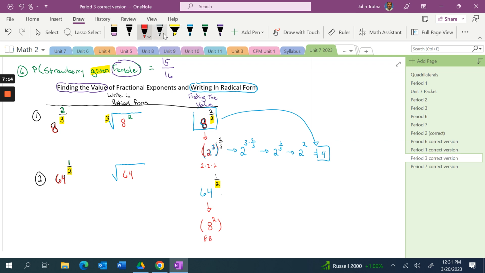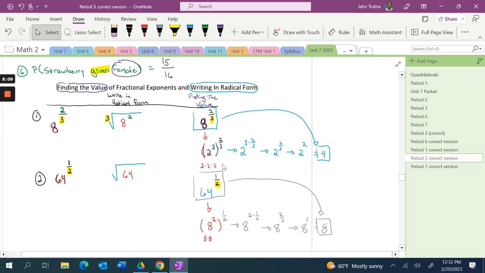So instead of 64 to the 1/2 power, we have 8 to the second, to the 1/2 power. I just replaced the 64 with 8 to the second. Now, why did I choose second power? Once again, because the denominator of the exponent was a 2. And then I simplify this out. To simplify it, I'm going to multiply the two exponents with each other. So in other words, 2 times 1/2. And I have a base of 8. So that would become 8 with an exponent of 2 over 2. 2 times 1 over 2 is 2 over 2, which is 8 to the first power, which is equal to 8. So I just took 64 to the 1/2 power, and the value of it is equal to 8. There is how you find the value of a fractional exponent without using a calculator, and also how you write that fractional exponent in radical form.